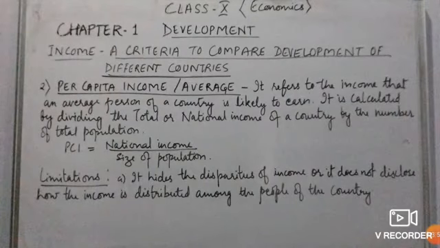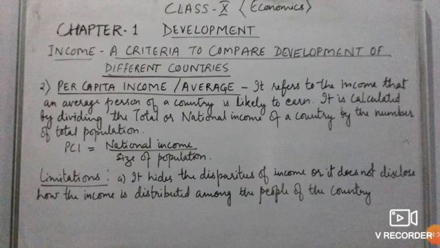Now the second way, how can we use income as a criteria to compare the development of different countries, is by considering the per capita income. Per capita income can also be known as average income. Now, what is per capita income? It refers to the income that an average person of a country is likely to earn. Means in national income, the income earned by every citizen of a nation is considered. In per capita income, we take out the average of one person's income in a nation.